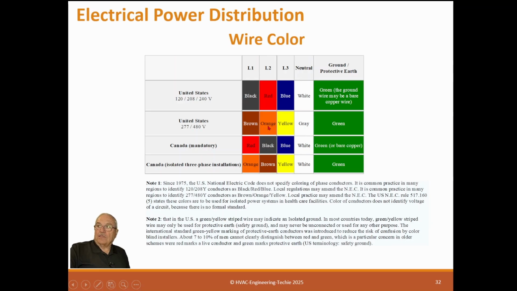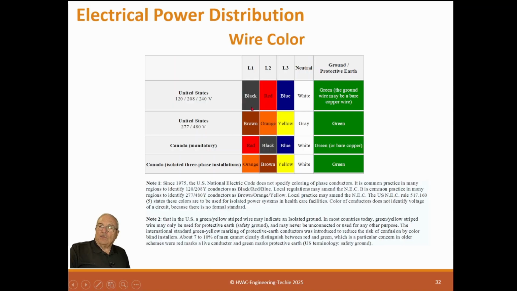And the ground is green. Now, in Canada, phase 1 is red, phase 2 is black, and phase 3 is blue, and the neutral is white. In Canada, isolated 3-phase is orange, brown, and yellow, and white. So they're very, very similar.